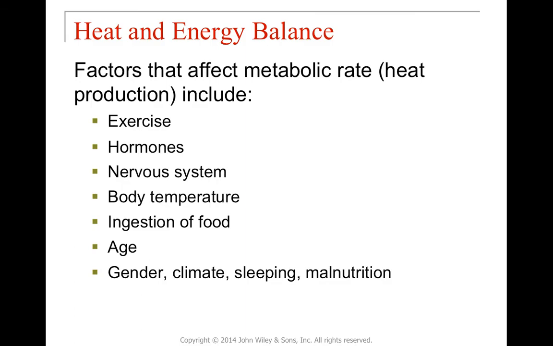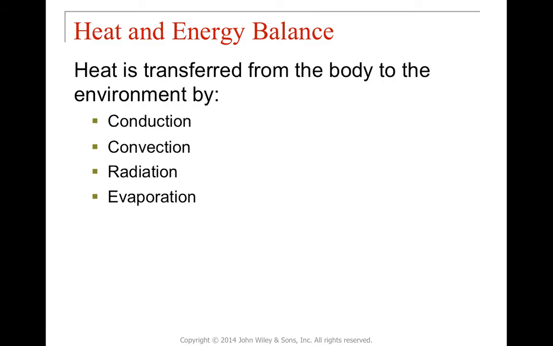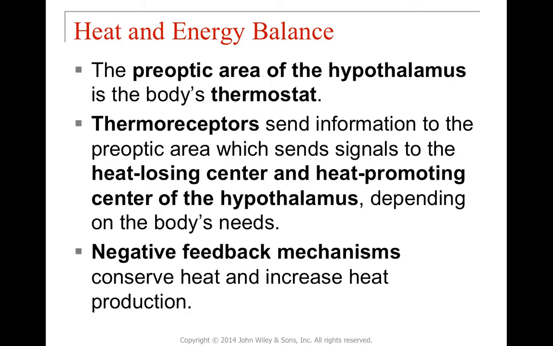Also your gender, the different climate, your ability to sleep, and malnutrition can also affect all of these different metabolic rates. We have heat loss that happens from our body, and it happens by a lot of different ways: conduction, convection, radiation, evaporation. And we're able to detect our body's temperature based on an area of the hypothalamus called the preoptic area. It's basically the body's thermostat.